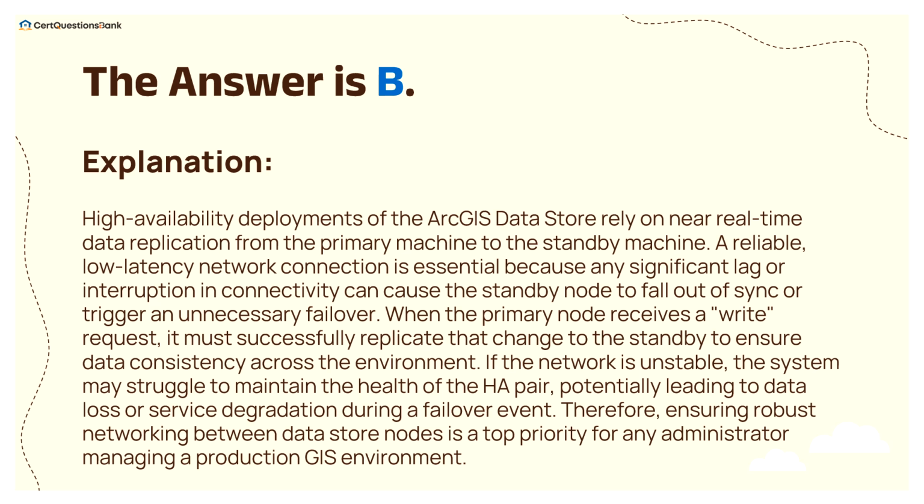When the primary node receives a write request, it must successfully replicate that change to the standby to ensure data consistency across the environment. If the network is unstable, the system may struggle to maintain the health of the HA pair, potentially leading to data loss or service degradation during a failover event. Therefore, ensuring robust networking between data store nodes is a top priority for any administrator managing a production GIS environment.